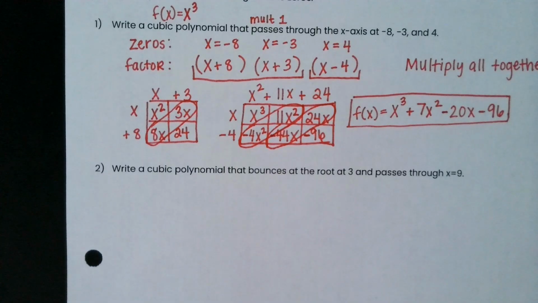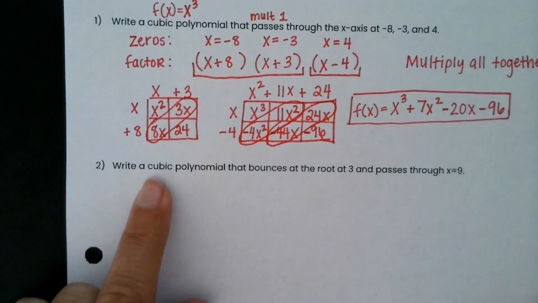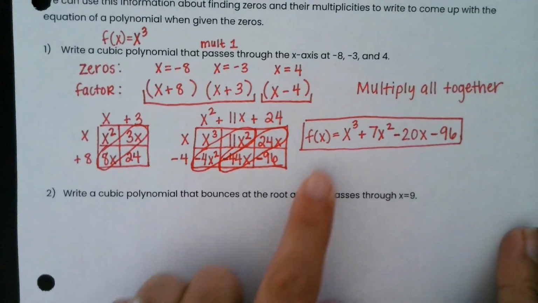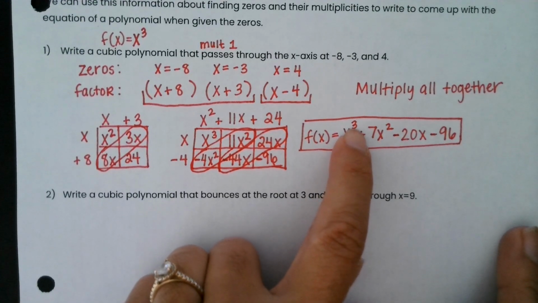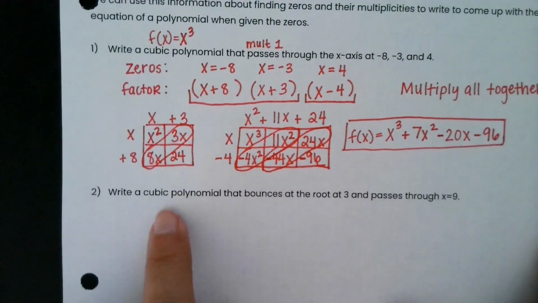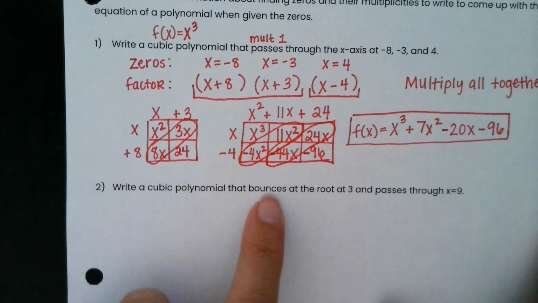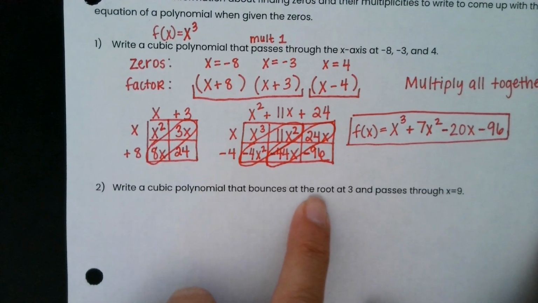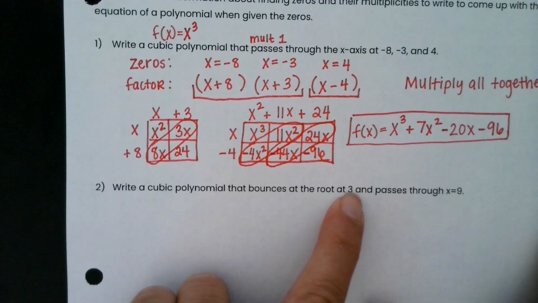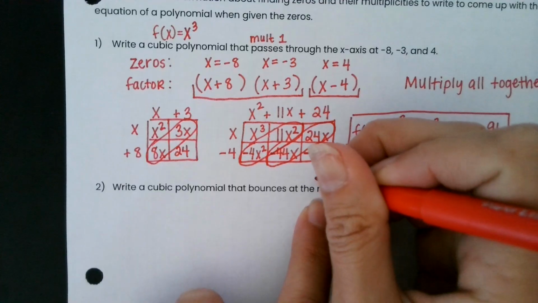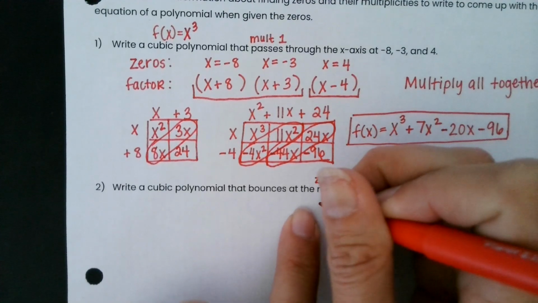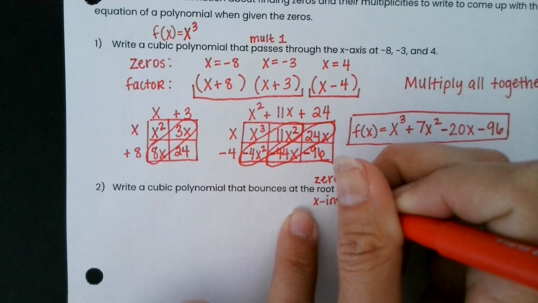Okay, number 2. So again, we're going to write a cubic polynomial. So our final answer is going to start like this one, right? A cubic starts with an x to the 3rd at the front. A cubic polynomial that's going to bounce at the root at 3. Root is just another word. We have so many words. The root is the same thing as the 0. Root, 0, x-intercept, right? They all mean the same thing, okay?